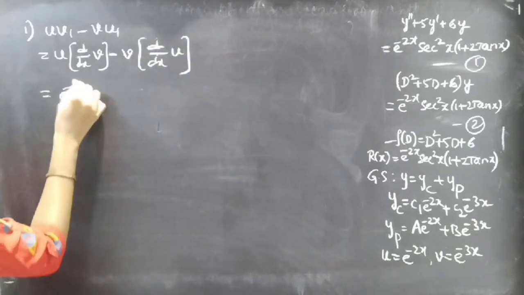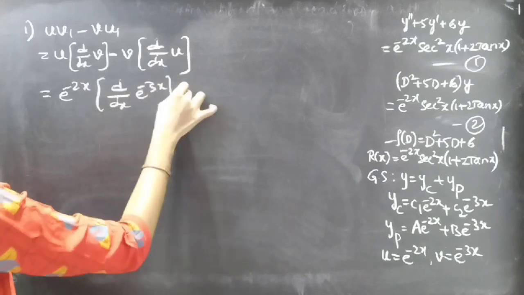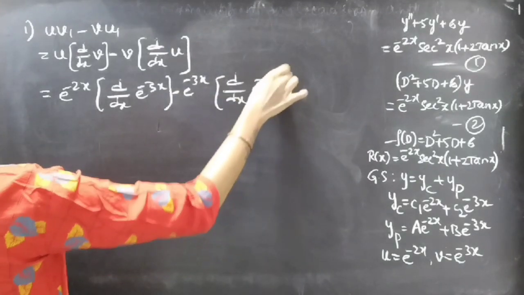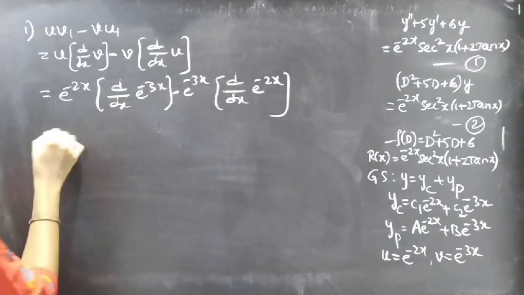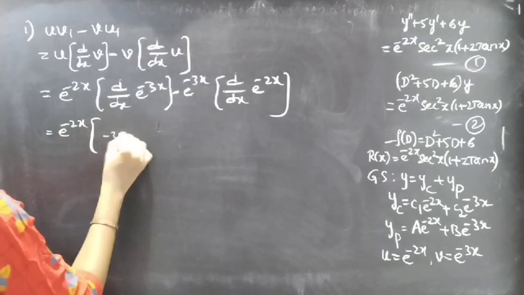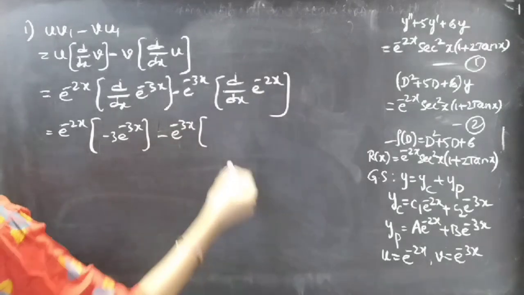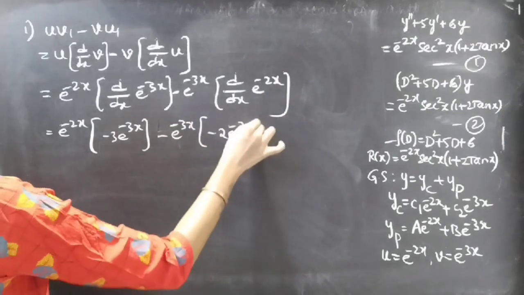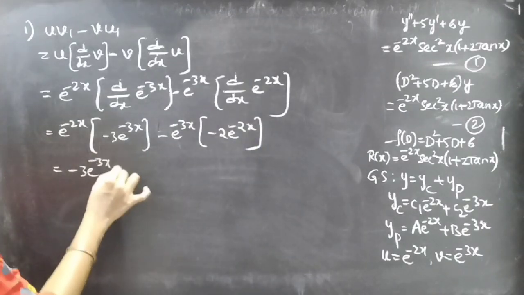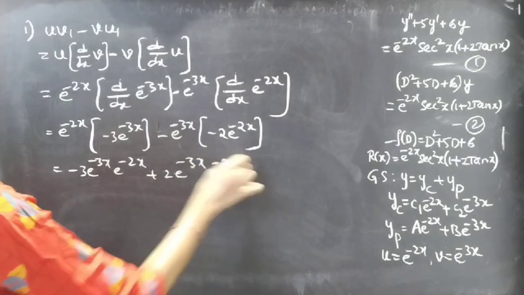We have u, e power minus 2x, into the derivative of e power minus 3x with respect to x, minus v into the derivative of u with respect to x. This gives us e power minus 2x into the derivative of e power minus 3x, which is minus 3 e power minus 3x, minus e power minus 3x into the derivative of e power minus 2x, which is minus 2 e power minus 2x. This gives us minus 3 e power minus 3x e power minus 2x plus 2 e power minus 3x e power minus 2x.